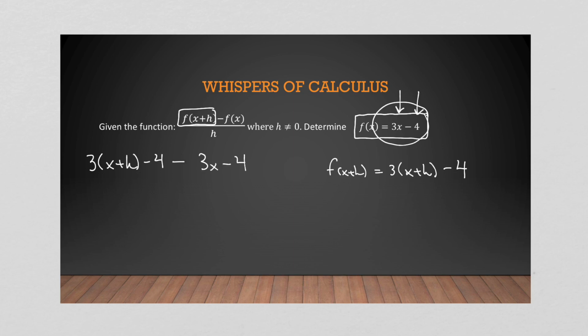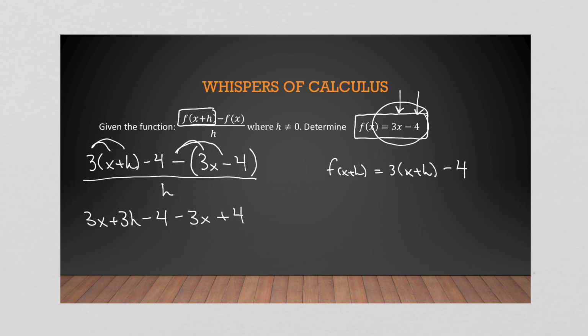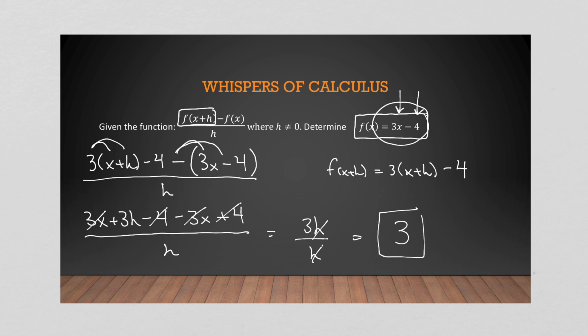But if you write it like that, you'll subtract the 3x and you'll forget to subtract the negative 4. So put brackets around that term. And then divide by h. And then simplify out. So times, and then remember, water bomb the negative in. So 3x plus 3h minus 4 minus 3x plus 4 all over h, and we'll simplify. So 3x minus 3x, negative 4 plus 4, and again, we're left with 3h over h. And the h's will cancel, and we're left with 3.